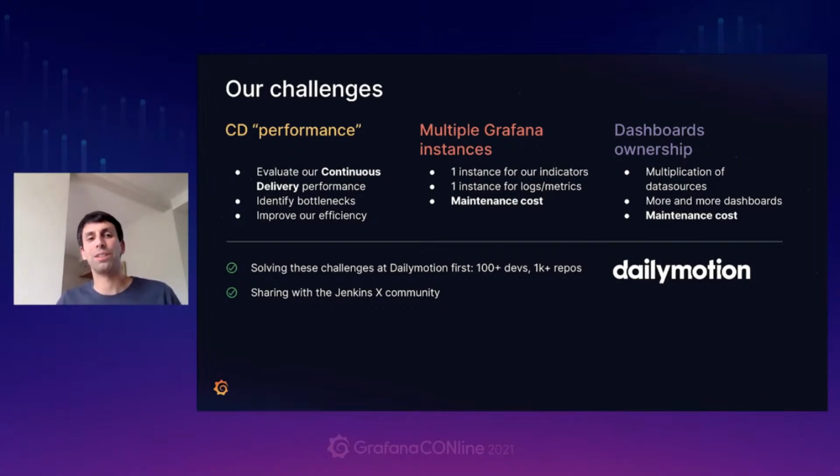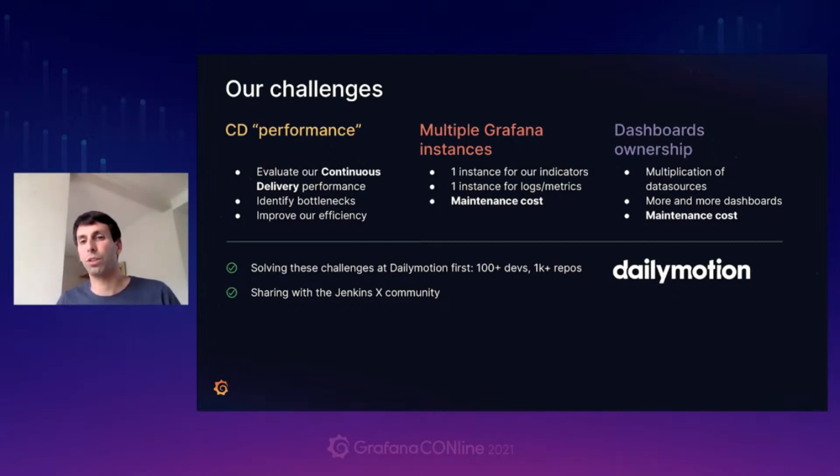And then we had another challenge. We had multiple Grafana instances. So one for our continuous delivery indicators, one for our logs and metrics in our Kubernetes platform, and so on. So it brings a maintenance cost. Nobody wants to maintain multiple instances and so on. So we solved that by switching to a single shared instance. I'll explain how during the presentation.